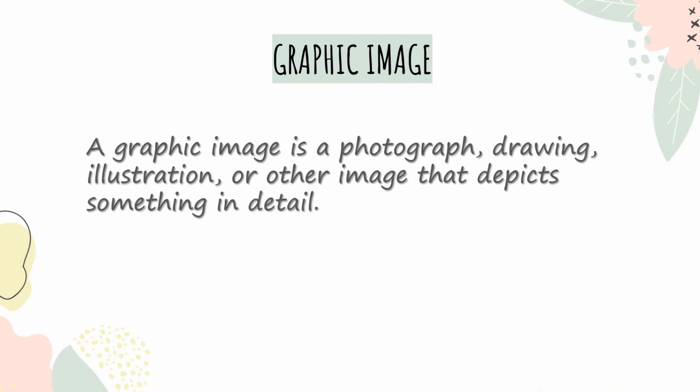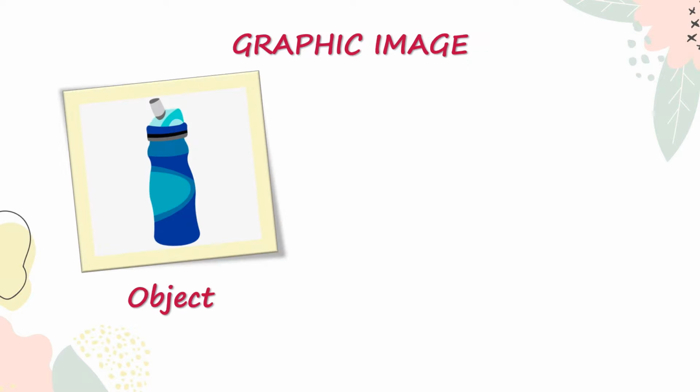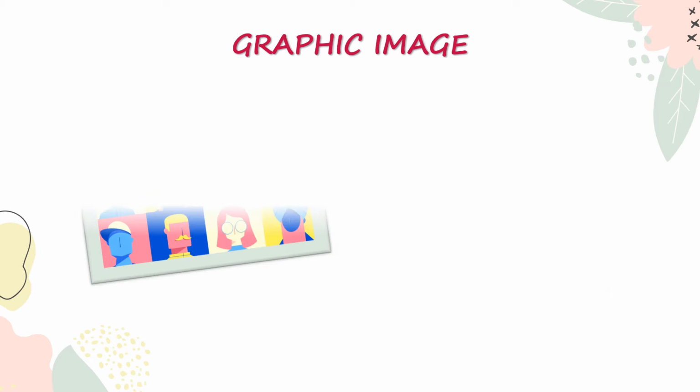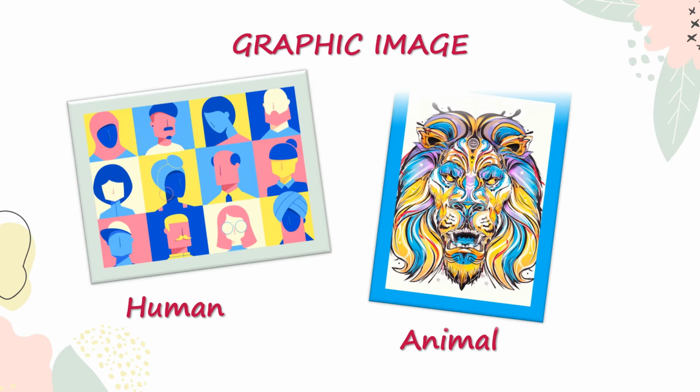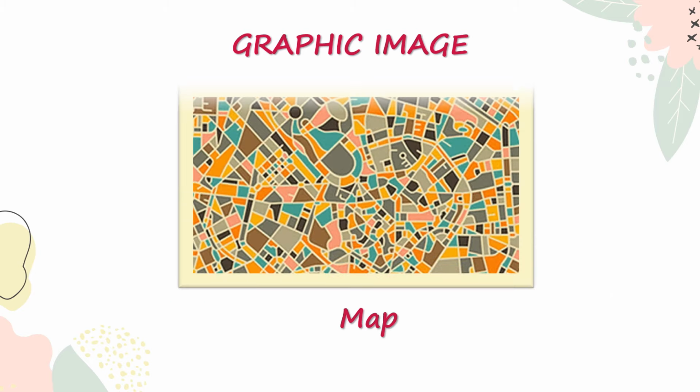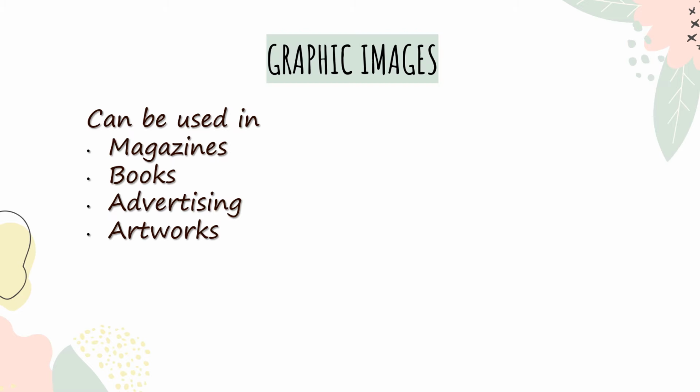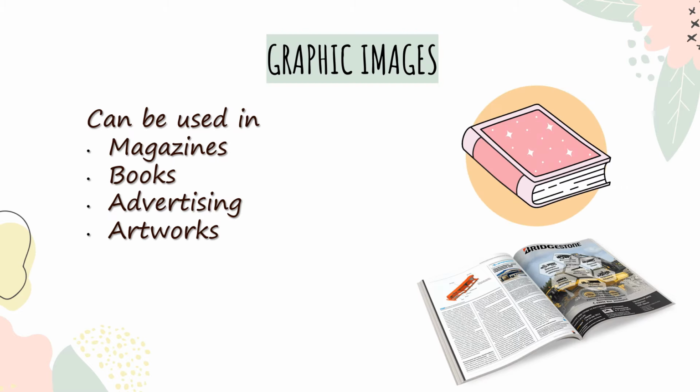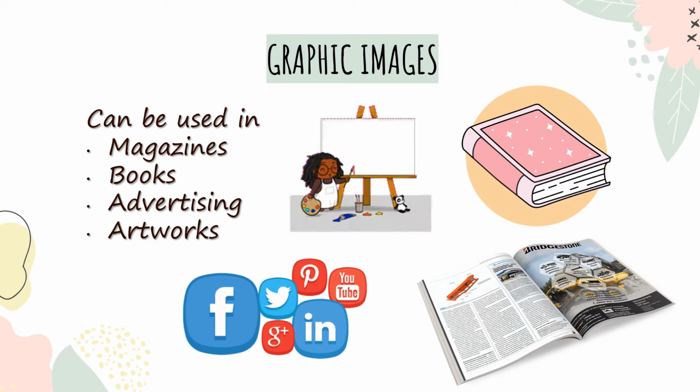Let's start by describing what a graphic image is. A graphic image is a photograph, drawing, illustration, or other image that depicts something in great detail. Among other things, the representation may be an object, event, human, animal, map, or graph. Graphic images can be used in magazines, books, advertising, and artworks.